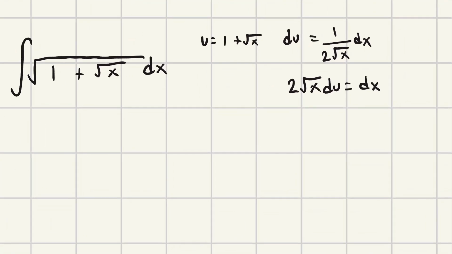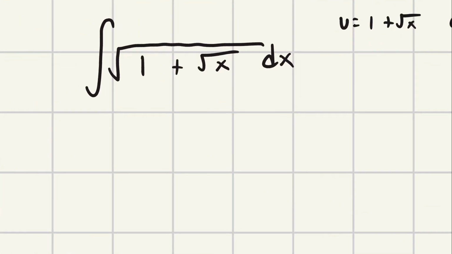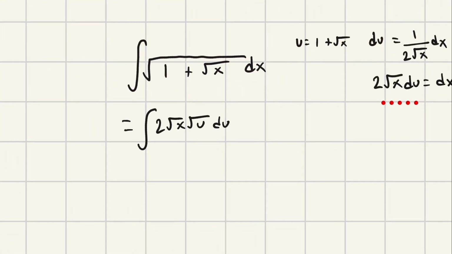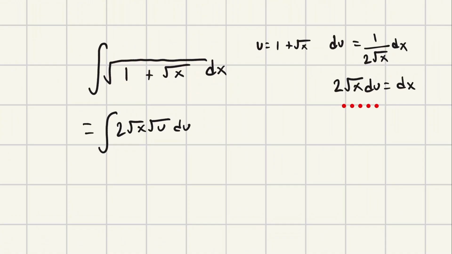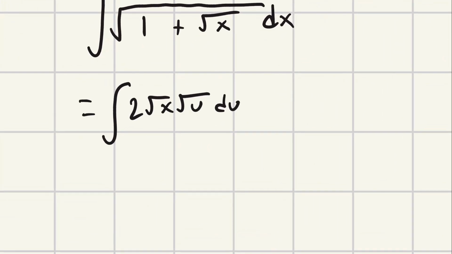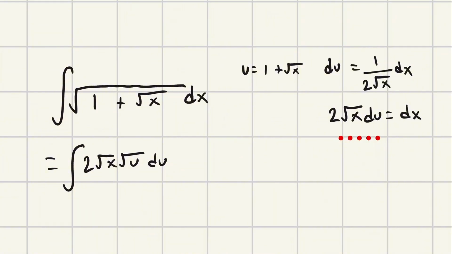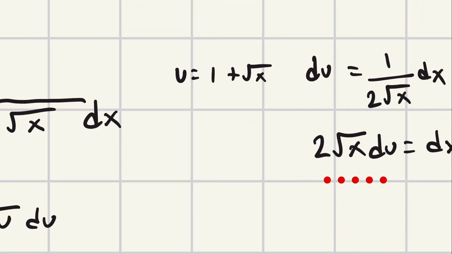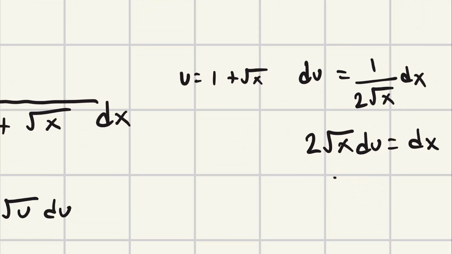Usually when you multiply or divide things, you're trying to get everything in your integral in terms of u. And if we write our integral out after doing this trick, 2 square root of x square root of u du, we're stuck, right? There's nothing really we can do here. There's no additional substitution. But remember, guys, there's a trick. u equals 1 plus square root of x, right? So there's something we can do there.